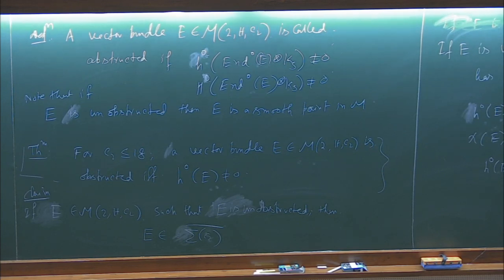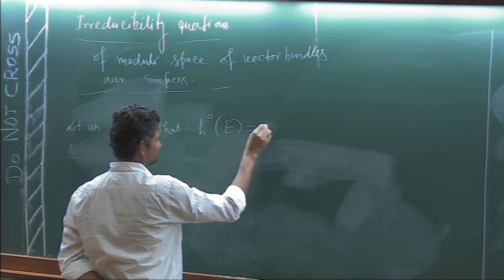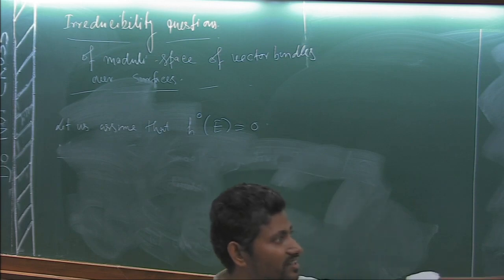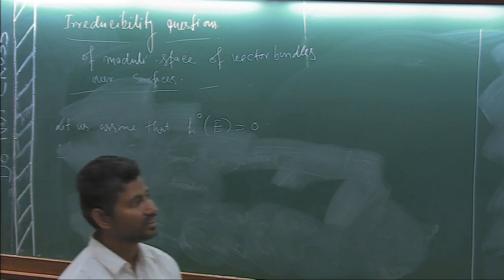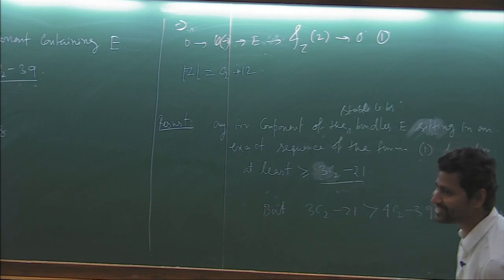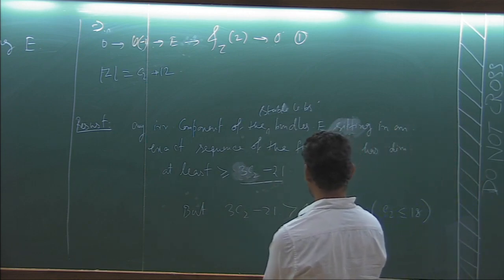Let us assume that H naught of E is 0. Then, as you have seen, C2 is less than or equal to 18. Someone points out that the inequality, 3C2 minus 21 greater than 4C2 minus 39, should be the other way; the speaker checks and agrees that at 18 it is equal, and that a calculation may be wrong, maybe 17.